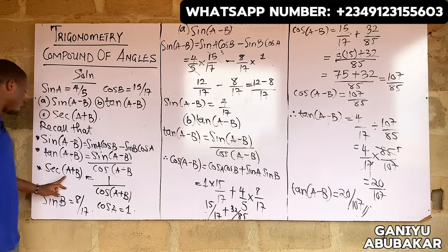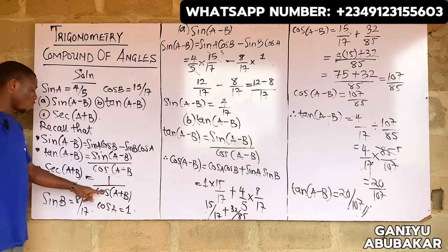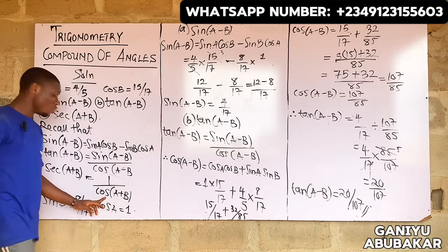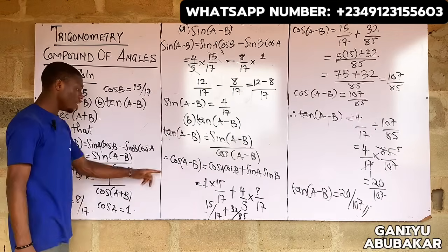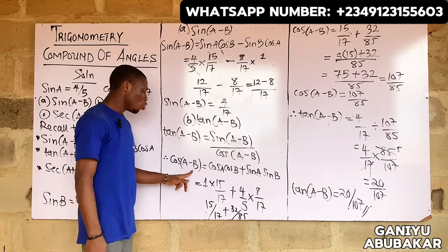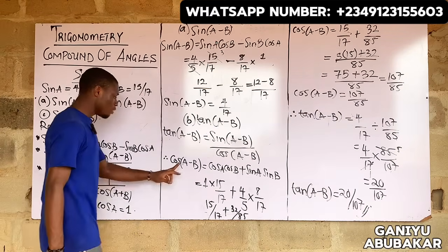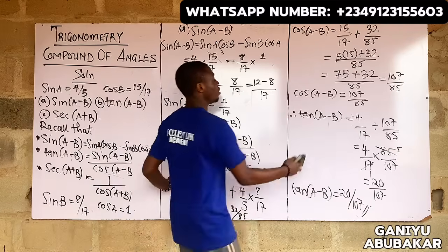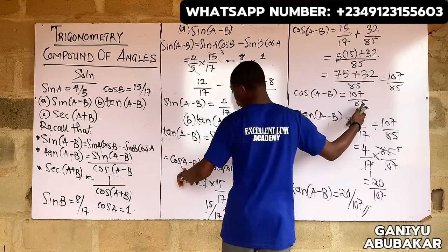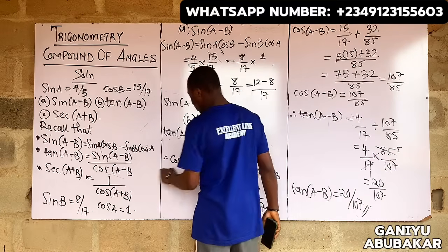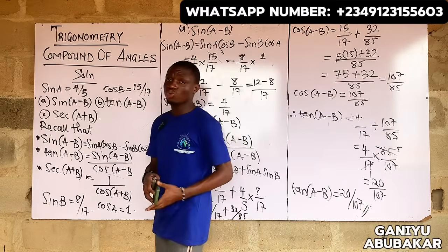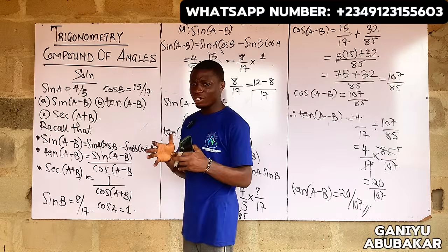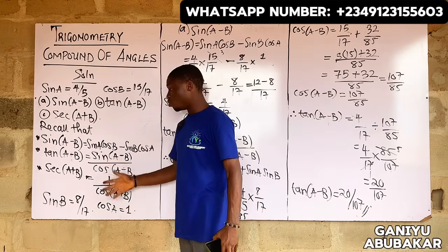So I'm looking for sec A plus B now. That becomes 1 over cos A plus B. Your task is to look for the value for cos A plus B. This is cos A minus B, please, don't go and put this value here, 107 over 85. This is a plus, this is a minus. So your task now is to look for the expression for cos A plus B. Get your value, then put it here, and you have your answer.